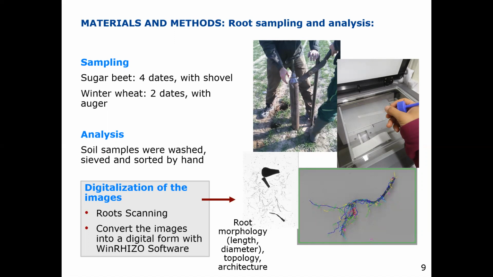The soil samples were washed and sorted by hand. Later, the roots were scanned and finally converted to digital information using the software WinRHIZO to get the root morphology and root topology.